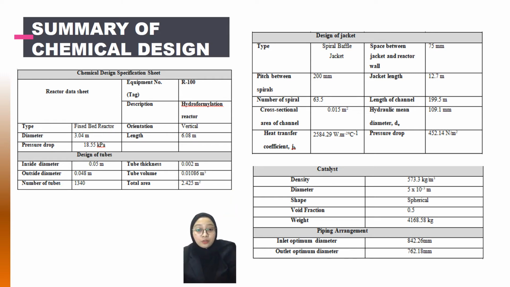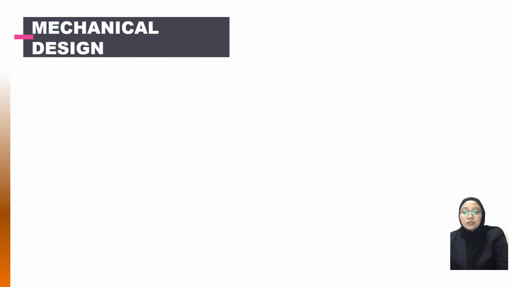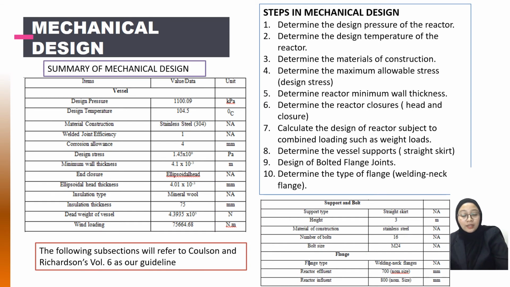Since the hydroformylation reaction is an exothermic reaction, we will provide sufficient heat transfer in order to control and maintain the temperature of the reactor. So we need to fit an external jacket outside of the reactor in order to transfer the heat released. To summarize the mechanical design, the design pressure is 1100.09 kilopascal and the design temperature is 104.5 degrees Celsius.